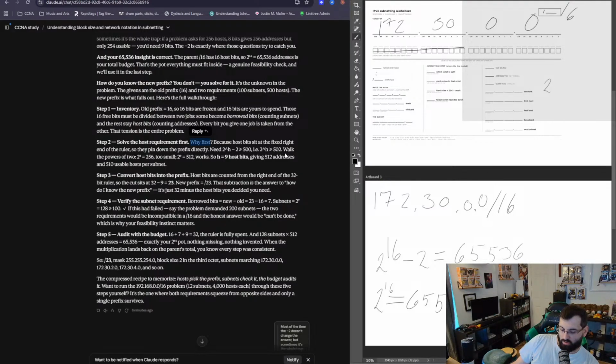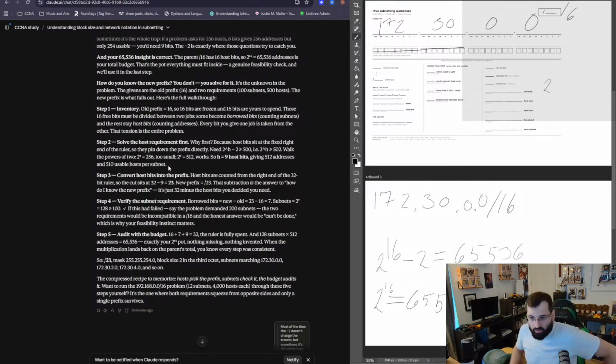Because it is just factoring in the broadcast and the network. Walk the power of 2. 2 to the power of 8 is 256, too small. 2 to the power of 9 is 512, which works. So h equals 9 host bits, giving 512 addresses and 510 usable per host. Okay, so that's correct.